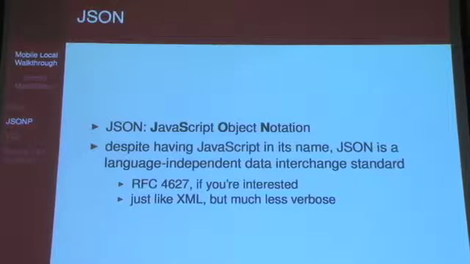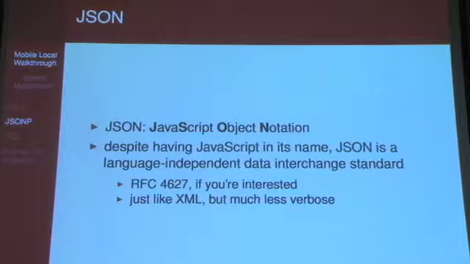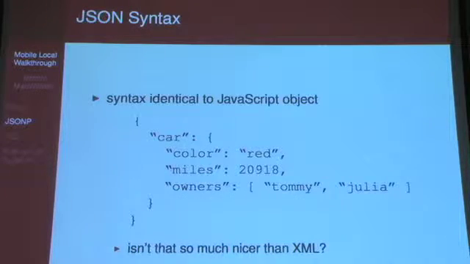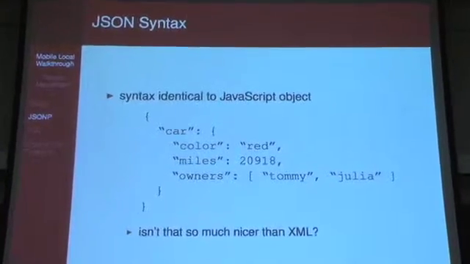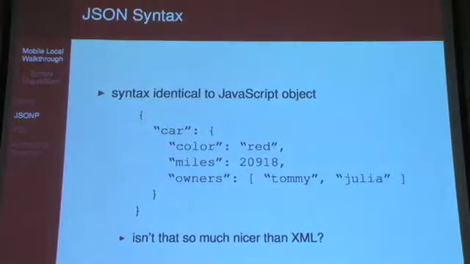So you'll find implementations of this in PHP. It has built-in JSON support. Objective-C, which we'll see later, now has built-in JSON support. So it's not just limited to JavaScript, even though it's built in. The syntax of JSON is identical to the syntax for creating a JavaScript object.